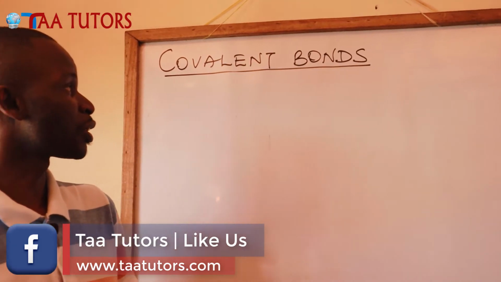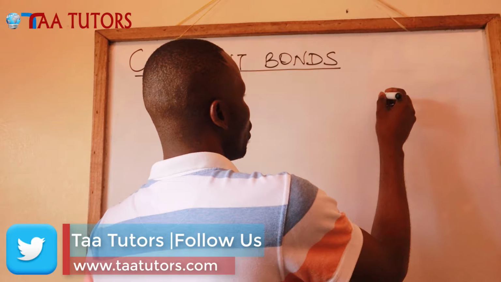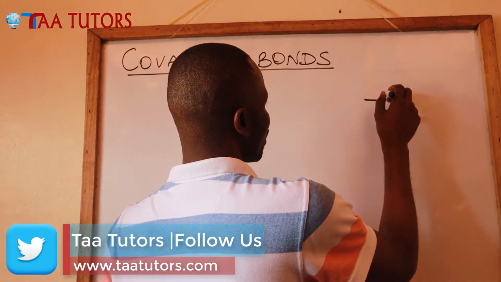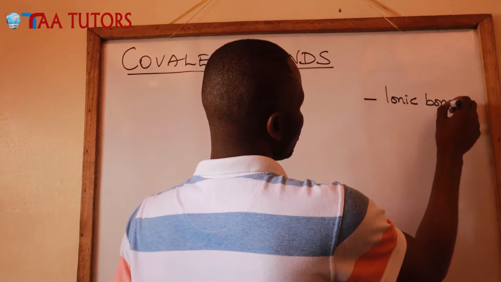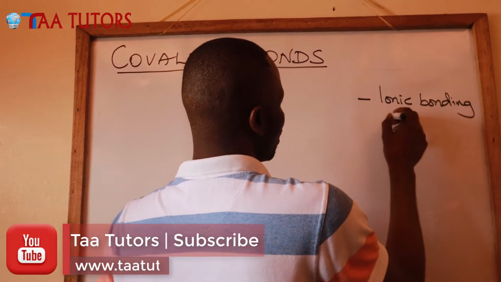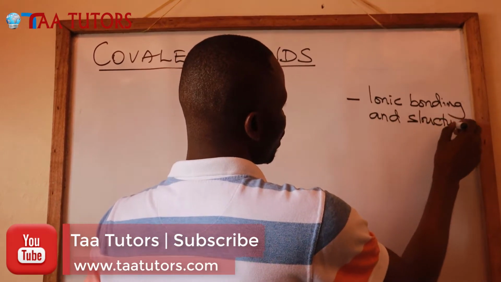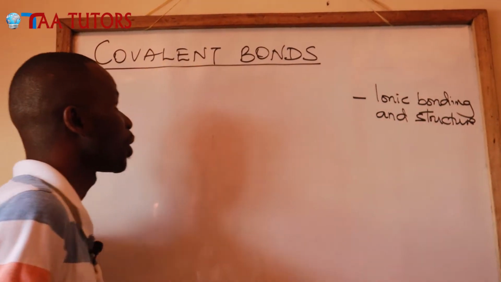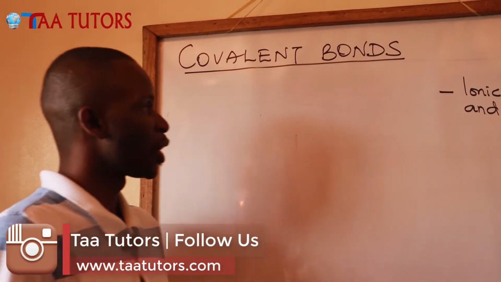In our previous lessons on bonding and structure, we were able to talk about ionic bonds and structure. So in our lesson of today, I want us to talk about covalent bonds and structures.